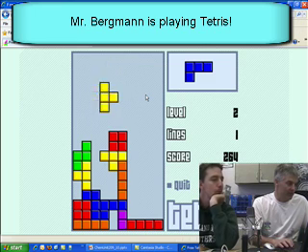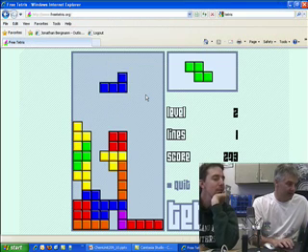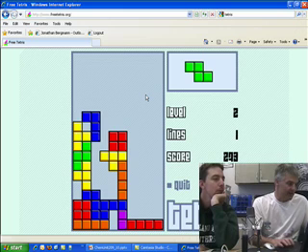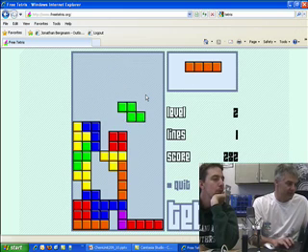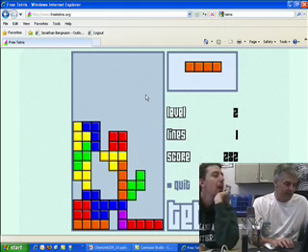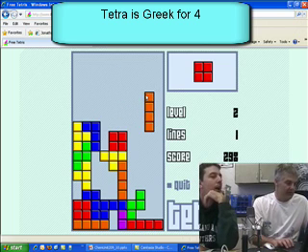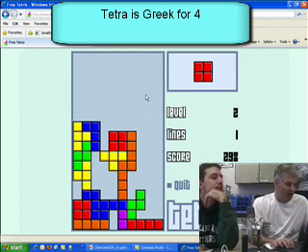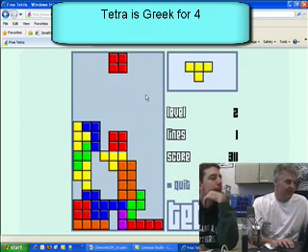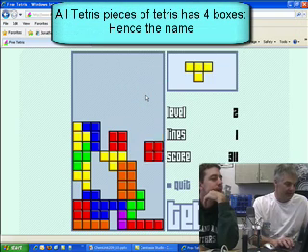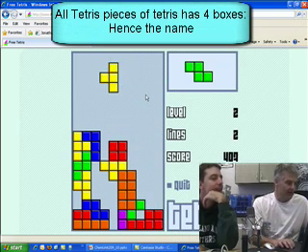Tetris is a cool game. Yeah, so why are we playing Tetris in the chemistry lesson? Because we're going to be talking about tetrahedral substances. Hey, what does Tetra mean? Well, Tetra means 4, and something interesting about this is that all of the Tetris pieces have 4 boxes.